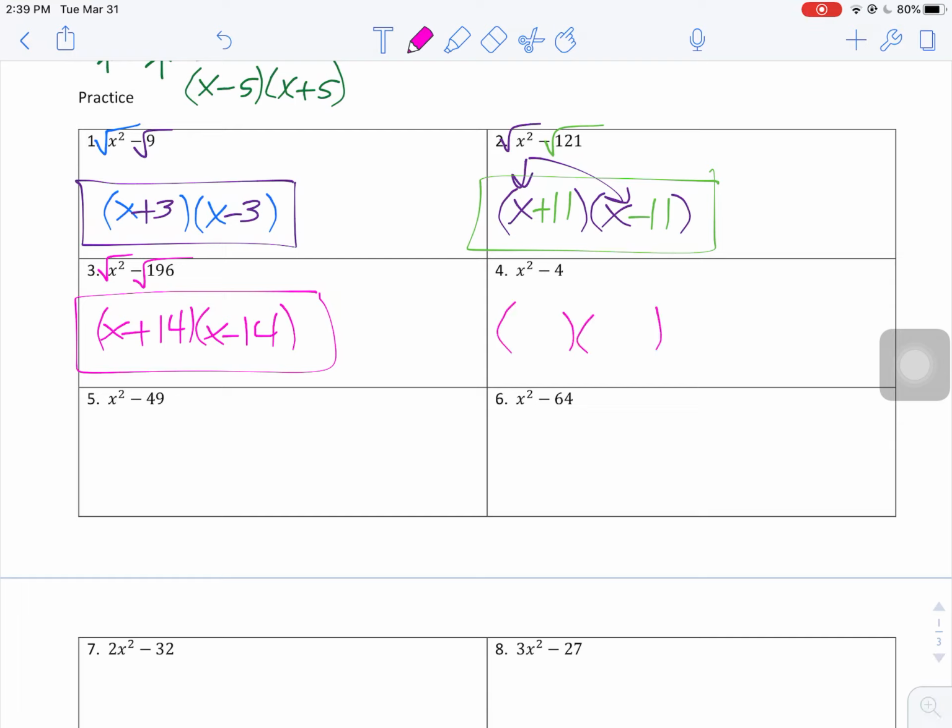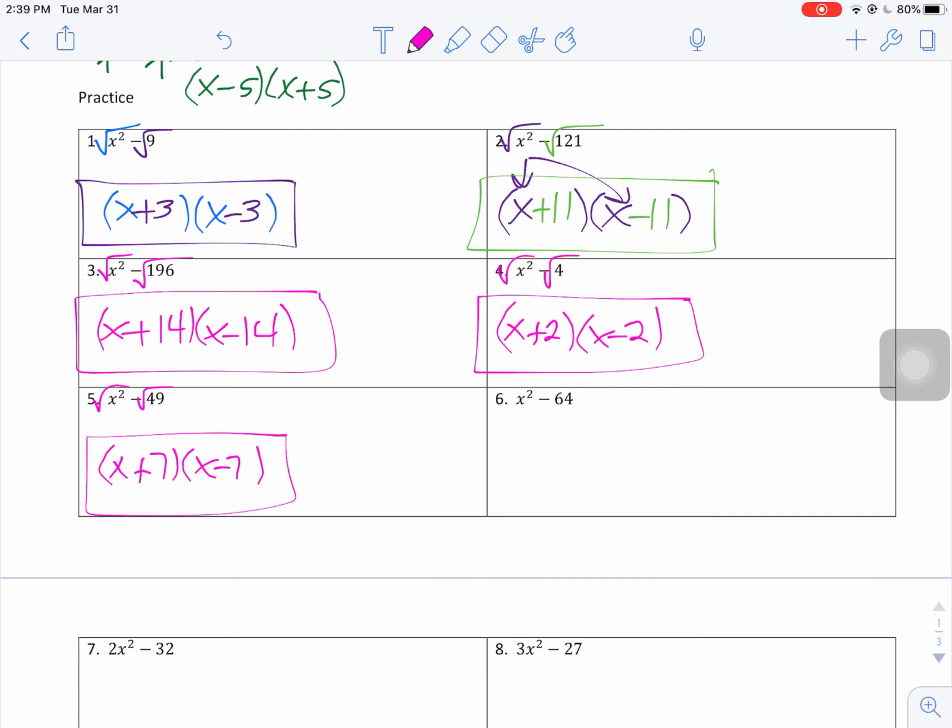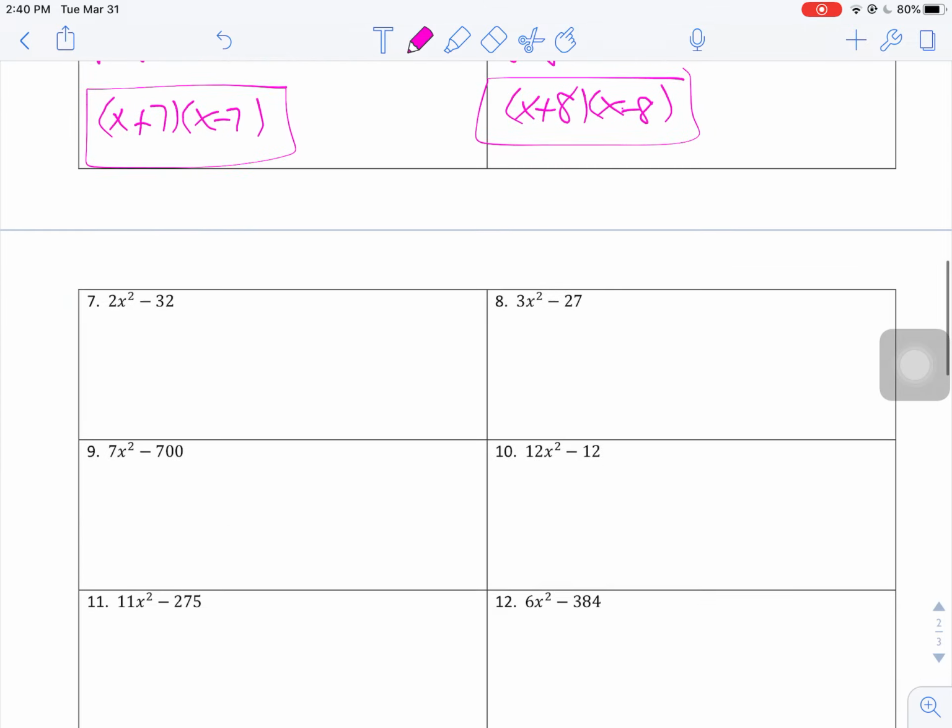For 4, square root of x squared is x. Square root of 4 is 2. Make one positive, make one negative. Done. Number 5, square root of x squared is x. Square root of 49 is 7. Make one positive, make one negative. Done. For number 6, square root of x squared is x. Square root of 64 is 8. Make one positive, make one negative. Easy peasy.